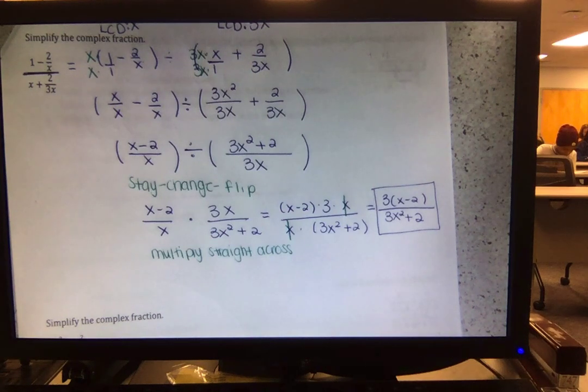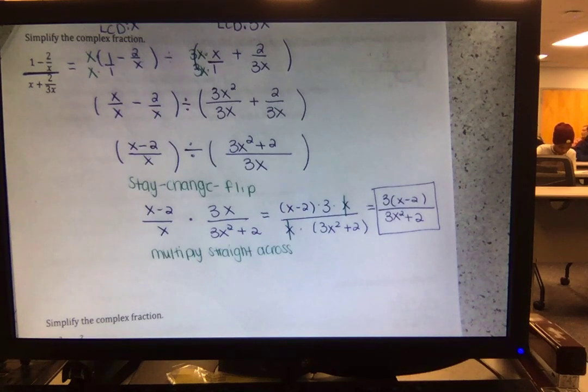Yes, ma'am. So why wouldn't you distribute the 3 at the top? You can, but that would just be more work, and I don't want to do any more work. I got plenty to do. That's fine. So we just leave it. Leave it factored. What else? Finally talking again.